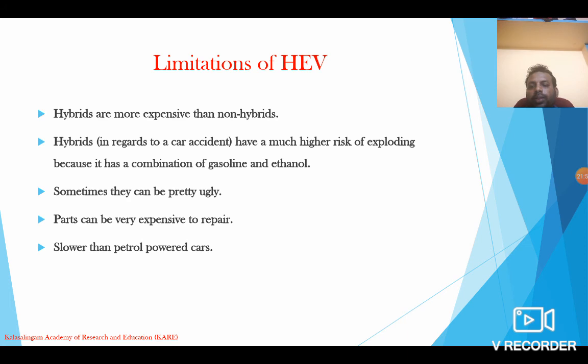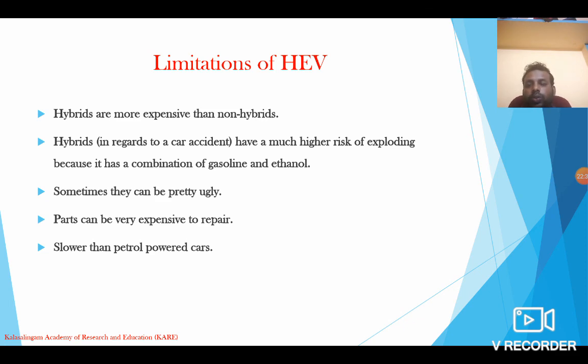The third drawback is that sometimes they can be pretty ugly. In the hybrid electric vehicle, we have a number of electronic components, so it needs more maintenance compared to other kinds of vehicles, and parts can be very expensive to repair. For example, we need to change the battery once in 5 years, so we have to spend more money to replace the battery, and we also have to change the electronic components. So compared with an IC engine, it is more expensive to repair.